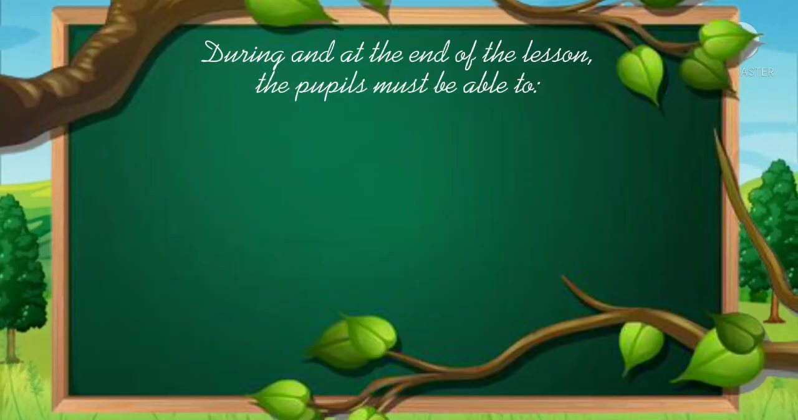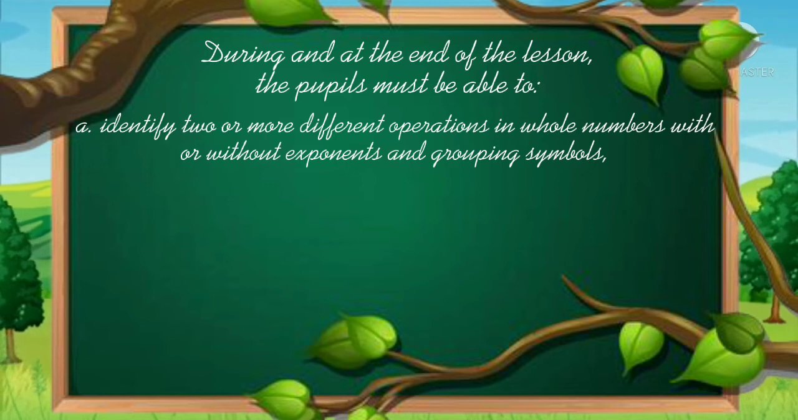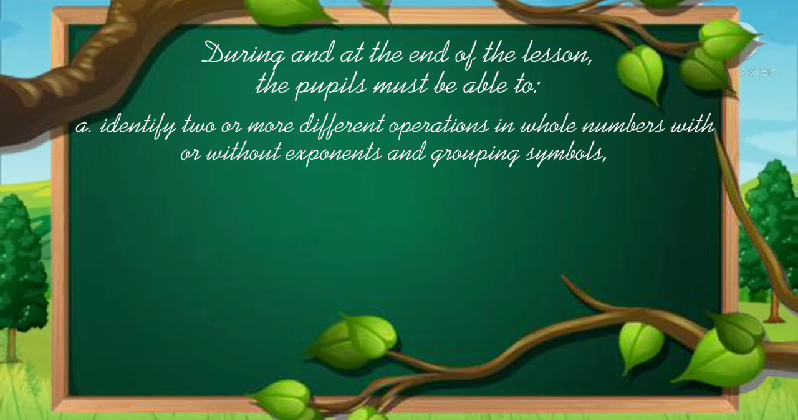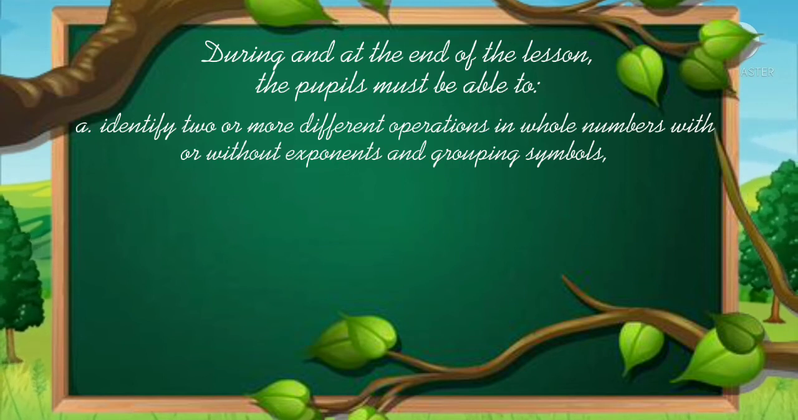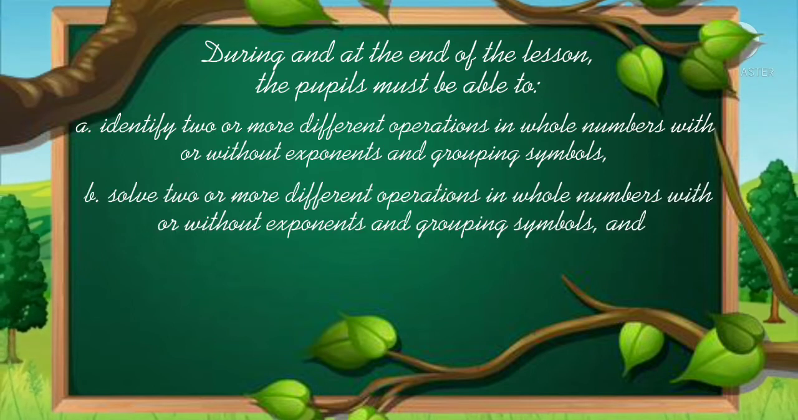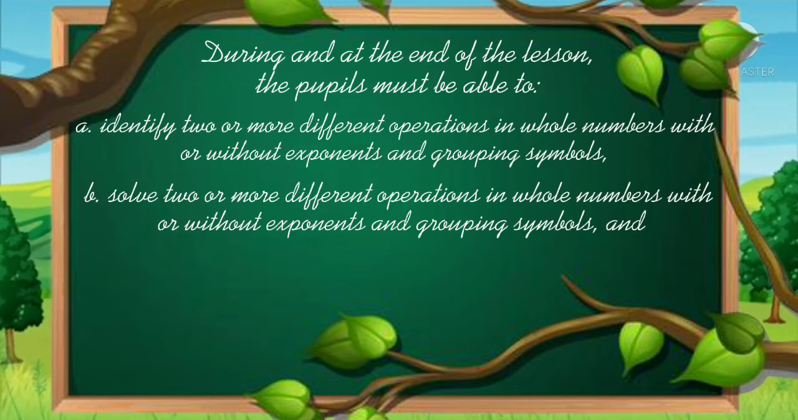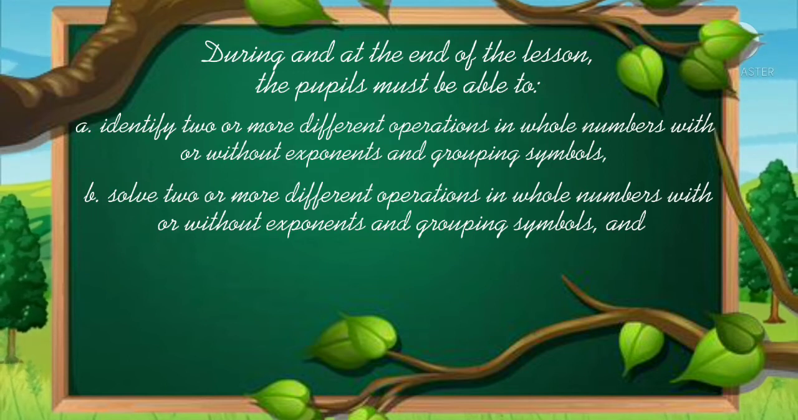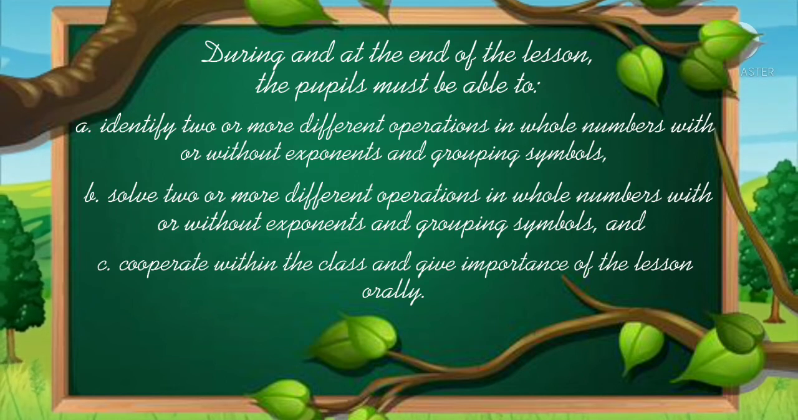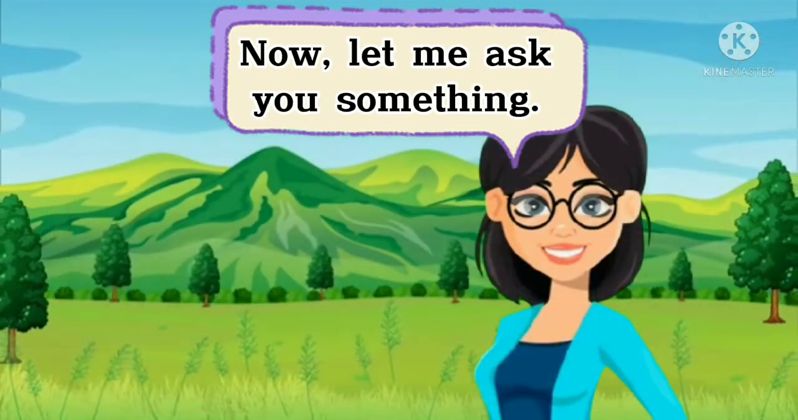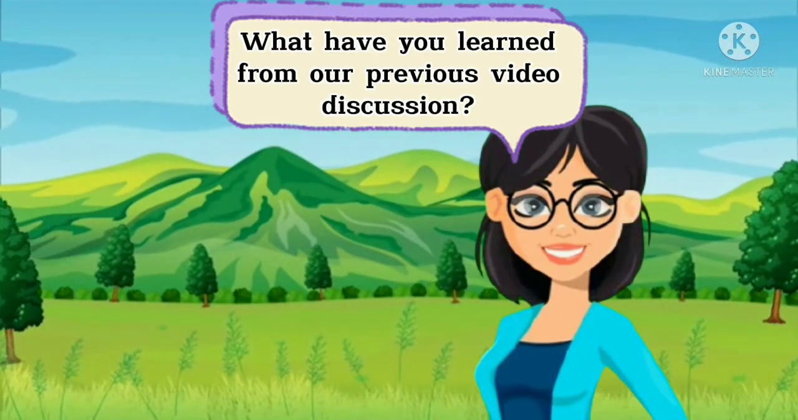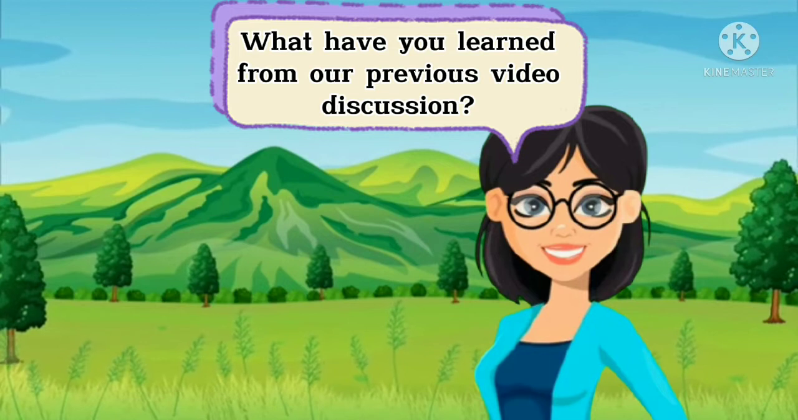During and at the end of the lesson, the pupils must be able to identify two or more different operations in whole numbers with or without exponents and grouping symbols, solve two or more different operations in whole numbers with or without exponents and grouping symbols, and cooperate within the class and give importance of the lesson orally. Now, let me ask you something. What have you learned from our previous video discussion?